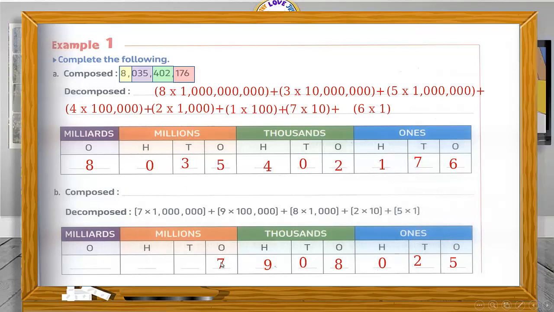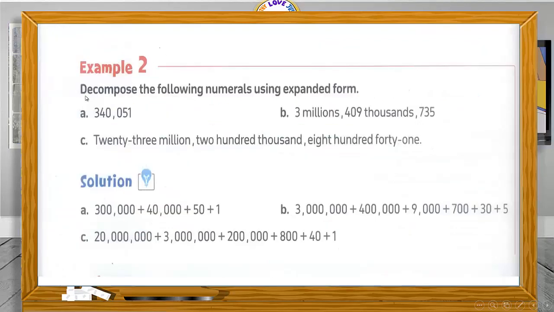Now we can write the number in standard form: 7,908,025. Number 2, decompose the following numerals using expanded form. First one, we have 340,051. It's so easy. You can write the number in expanded form. 300,000, write 3 and 5 zeros like this. 40,000, write 4 and 4 zeros. Then 50 plus 1.